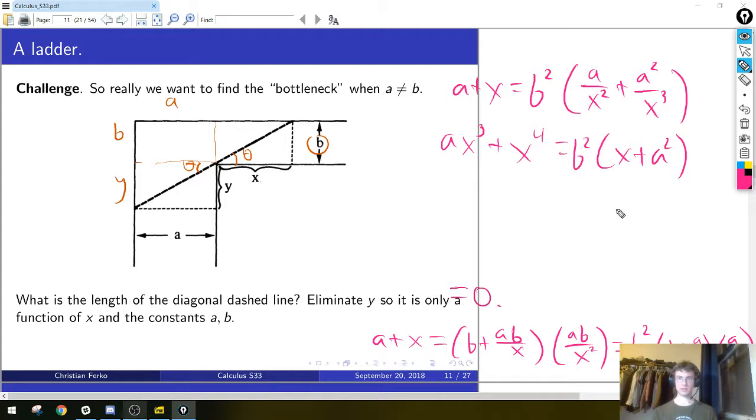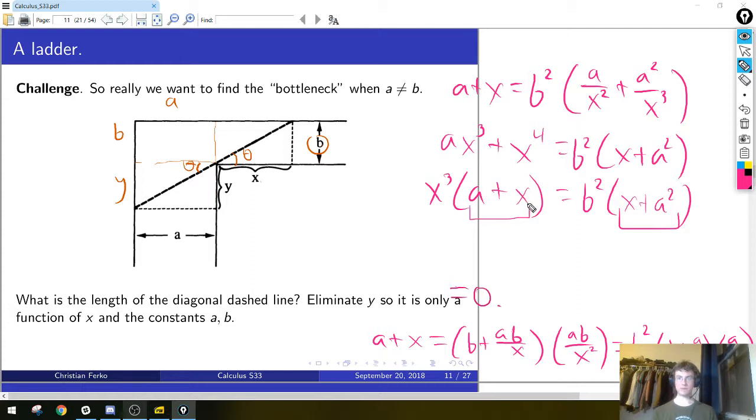Let's see. Oh, wait a second. What if we factor out an x cubed here? Oh boy. x cubed times a plus x equals b squared times x plus a squared. We must have made a mistake somewhere, because we're adding two different quantities with different units. Right, on the left side in parentheses we're adding a plus x.